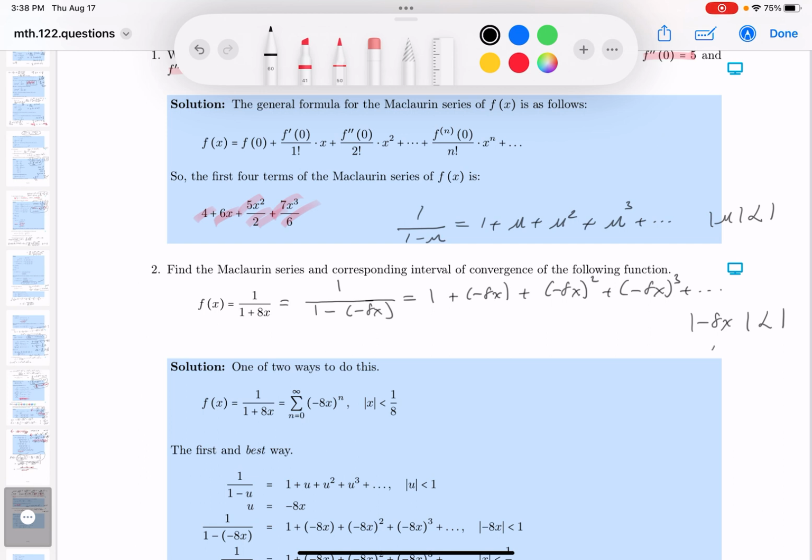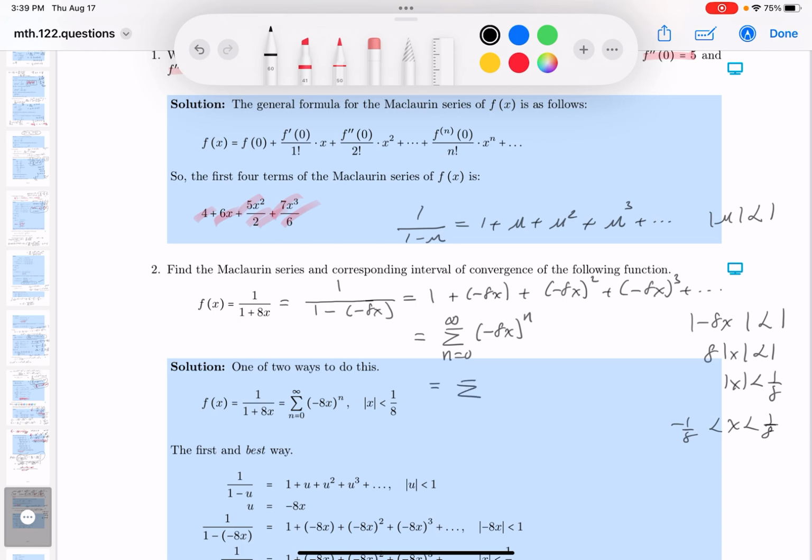Let me just go through that with you. 8 times the absolute value of x is less than 1, so the absolute value of x is less than 1/8, which means x is between 1/8 and minus 1/8. I'm going to realize it's a sum problem, and you don't have to, but I think it's a good idea, it's much more compact. I'm going to say n equals 0 to infinity of minus 8x to the nth power, right? That's a possible answer.